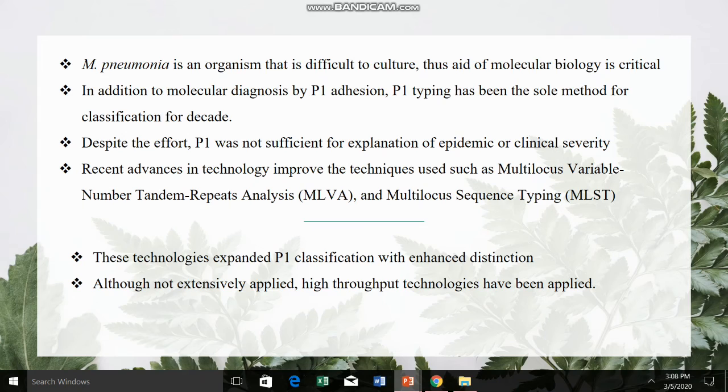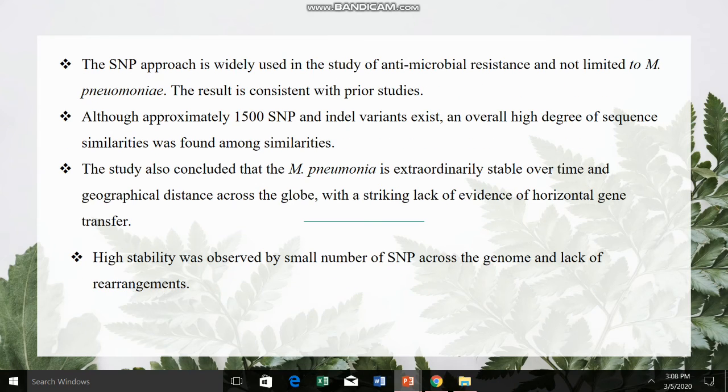Mycoplasma pneumoniae is an organism that is difficult to culture, so the aid of molecular biology is critical. Despite the effort of P1 typing, it is not sufficient. So they used recent advances in technologies such as MLVA and MLST. They also used high-throughput technology, but it is not extensively applied. The study concluded that Mycoplasma pneumoniae is extraordinarily stable over time and geographical distance across the globe.